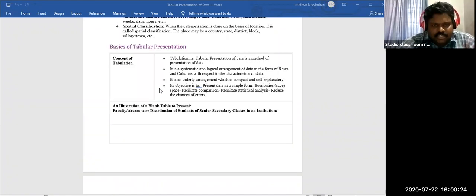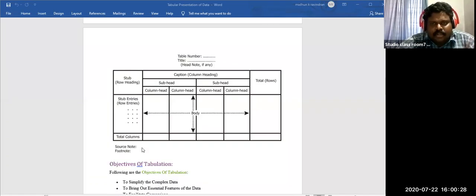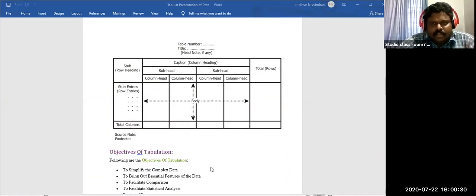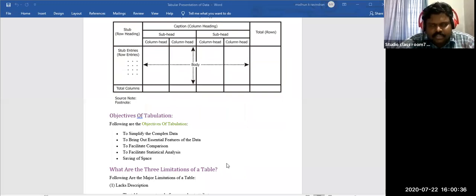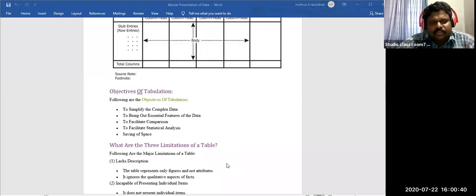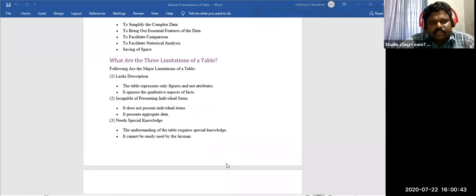Discuss the parts of a table. You can learn that from the textbook also. I already kept the table here, and the same thing is in your textbook; you should check that too. And what are the objectives of a table or tabulation? And what are the limitations of a table? These are the major things we discussed today.